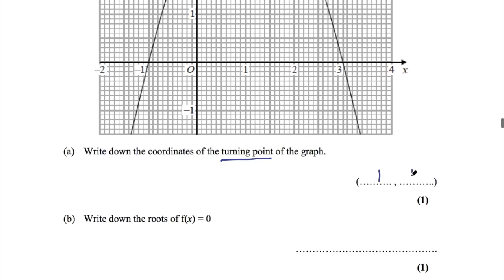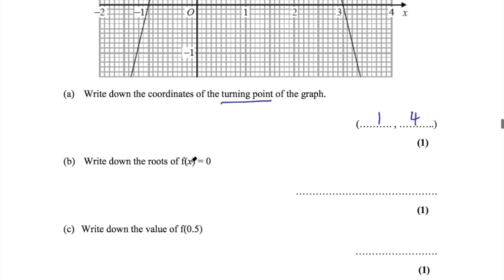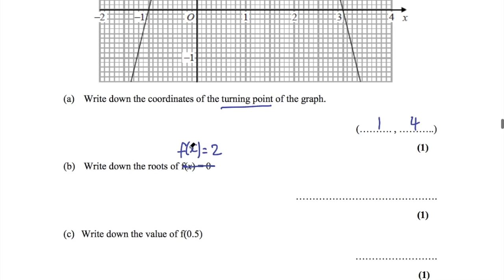So it's 1, 4. And part B, this actually has a typo in it. The mark scheme and the paper are differing on what the answer should be here. I've seen this paper handed out, and on the printed paper it's f of x equals 2. So I think this may be an earlier copy where they've made a typo and haven't fixed it. So this should either be f of x equals 2, or if it is f of x equals 0, then the mark scheme is wrong. But I'm going to say that's a typo, so we need to find the roots when f of x equals 2.